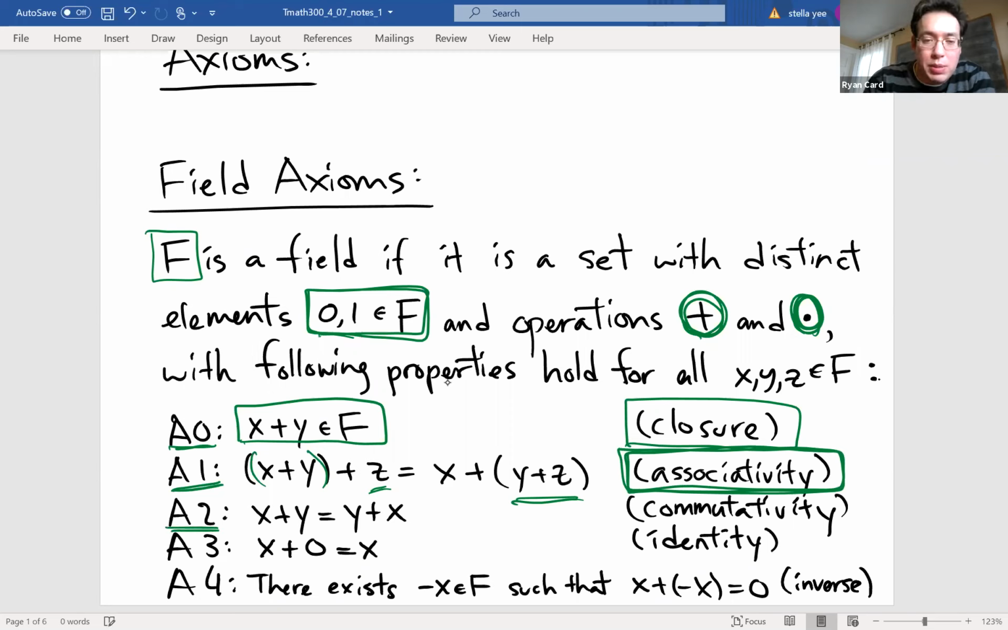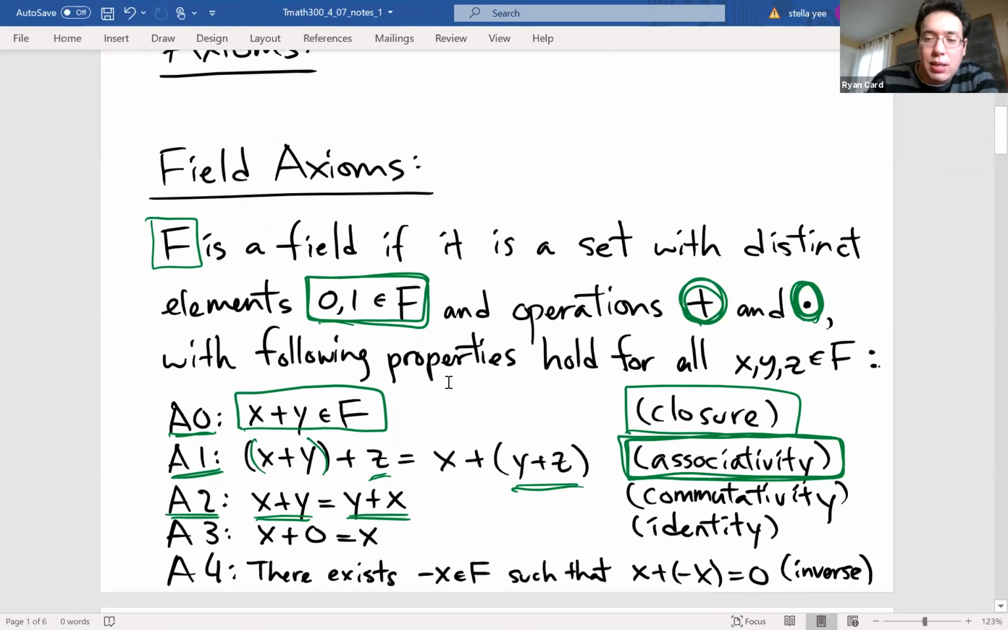The next axiom is similar but a little different. You could add one element first or the second element first. It doesn't really matter. It's called commutativity. So x plus y means exactly the same thing as y plus x. And so that's commutativity, additive commutativity.